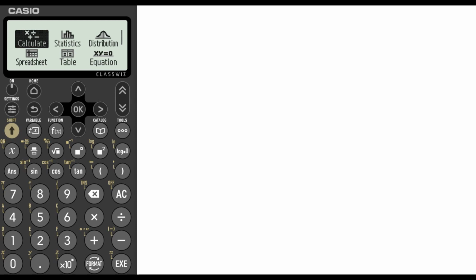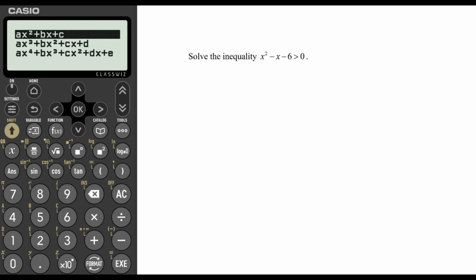We can use our calculator to solve inequalities. From the main menu, scroll down to the inequality sub-menu, and our calculator allows us to solve quadratic, cubic, and quartic inequalities. Let's take a look at an example. Suppose we want to solve the quadratic inequality x squared subtract x subtract 6 greater than 0.